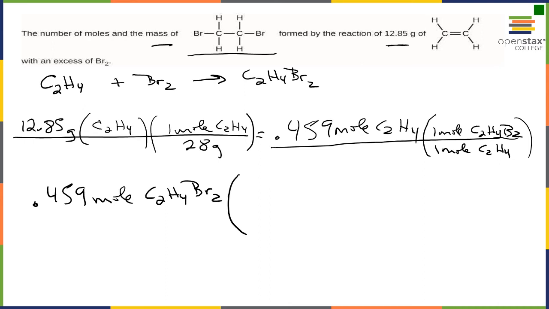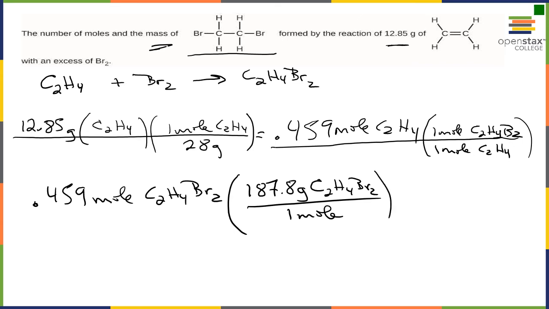My last step is mass, meaning I need the grams. In order to do this, I need to go to the periodic table and realize that I have 187.8 grams of C2H4Br2 for every 1 mole of it. And I'm going to take my moles, multiply by the molar mass, and I'm going to get a total of 86.2 grams of my product.